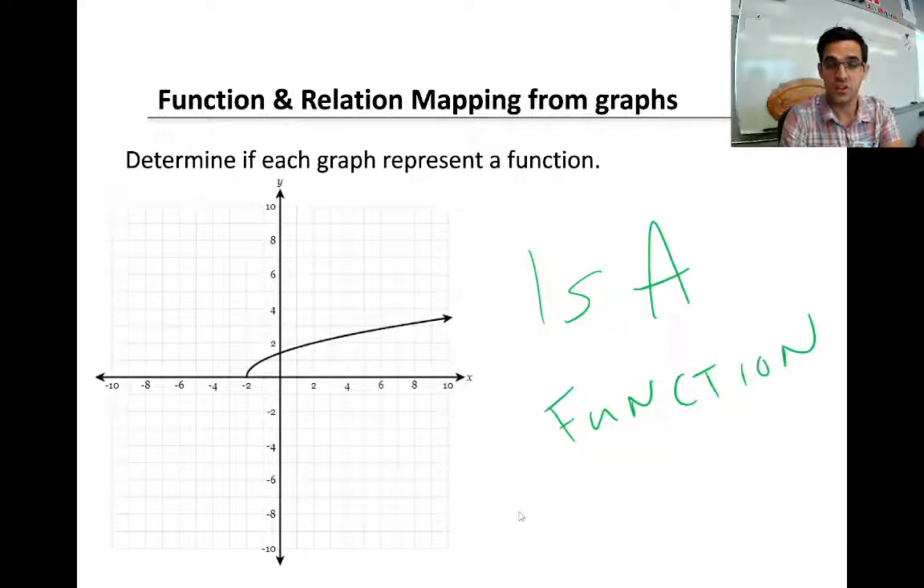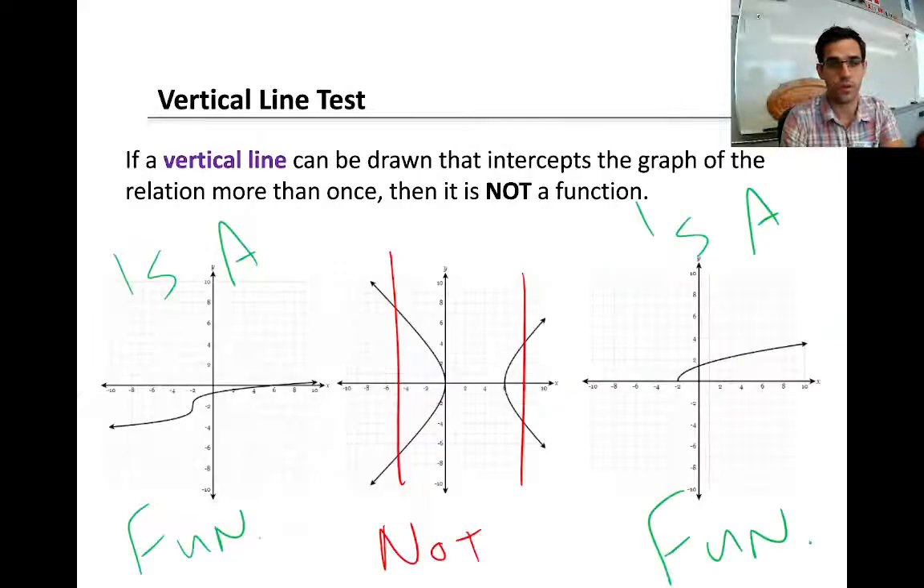This one is a function. I can draw the vertical line test. Any vertical line would only hit this curve exactly once. Or I could say that any x value input maps to only one y value output. All right, there's a summary of those 3 graphical examples. Again, vertical line test is a really easy way to determine function or not.